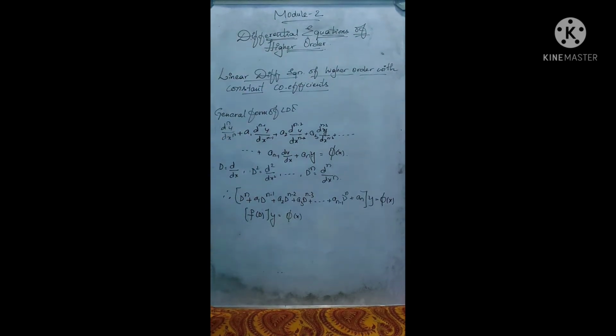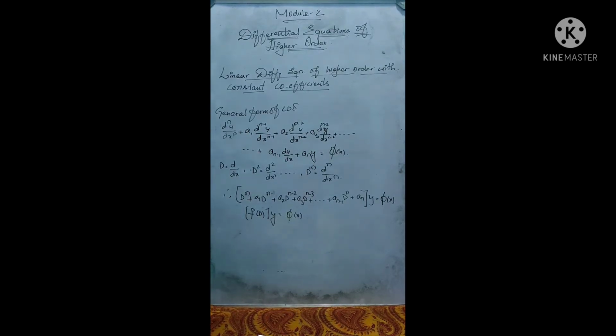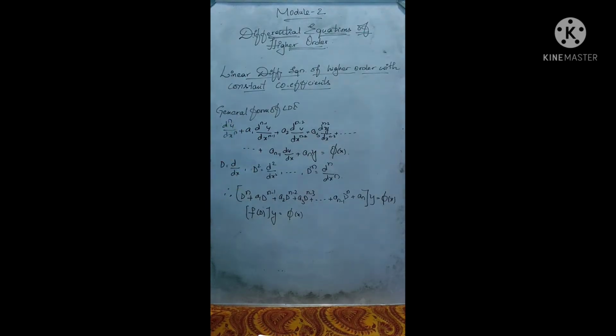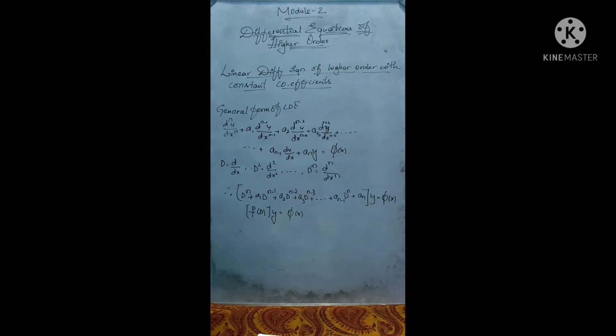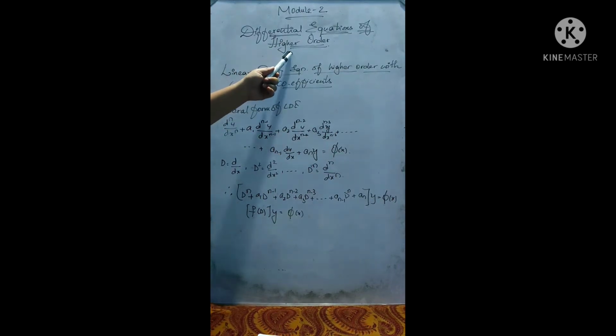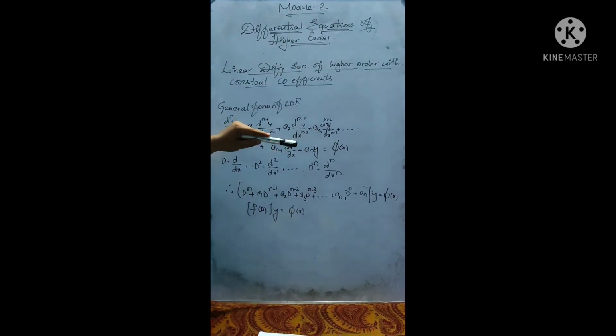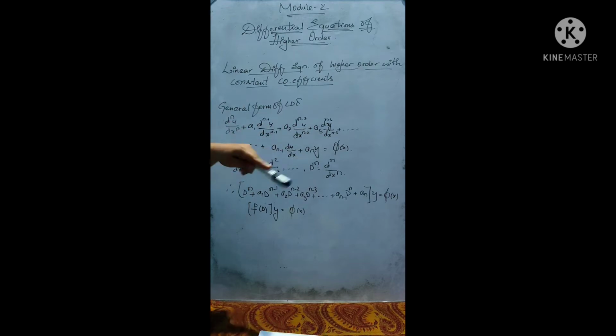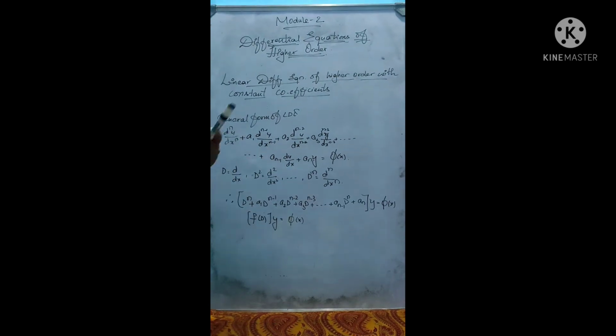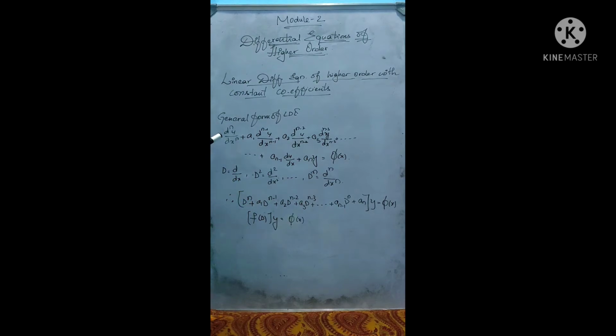You guys have already done differential equations in your first semester, right? So the differential equations we have done in the first semester were first order, first degree differential equations, right? Here we are talking about higher order. Higher order means the order of the derivative is not just one, but more than one. It can be second order, third order, fourth order, and so on. In general, nth order. Okay?